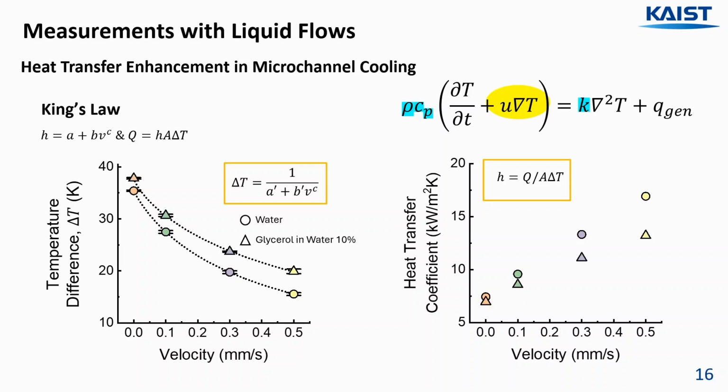And this experiment is repeated with another liquid sample, glycerol water mixture. And we observed that the glycerol water mixture shows a higher temperature compared to the pure water at the same velocity and the same heating power. And this is because glycerol has lower thermal conductivity and heat capacity, resulting in a reduced cooling effect compared to water.